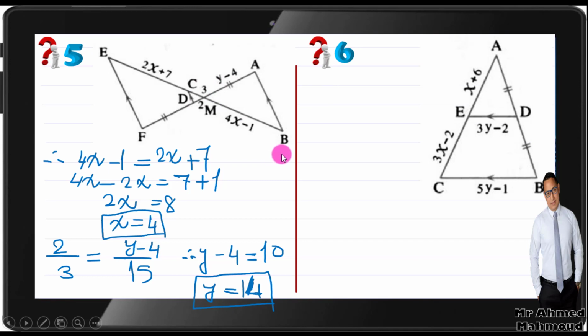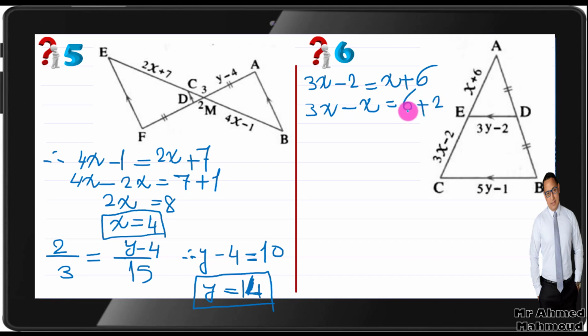Number 6. Here we have two cases. Here D and E are midpoints, so x plus 6 equals 3x minus 2. Here 3x minus 2 equals x plus 6. Collect x together, so 3x minus x equals 6 plus 2. So 2x equals 8. So x equals 4.